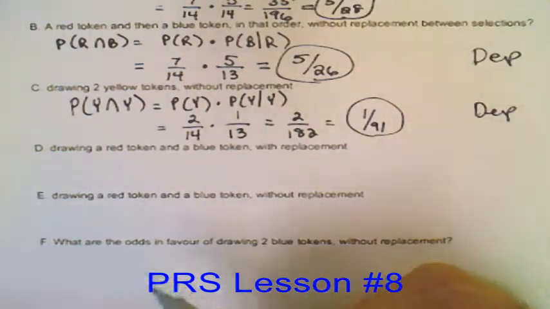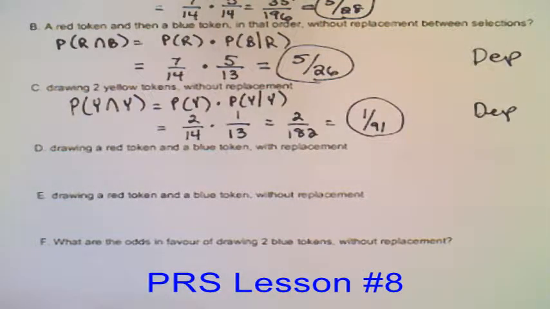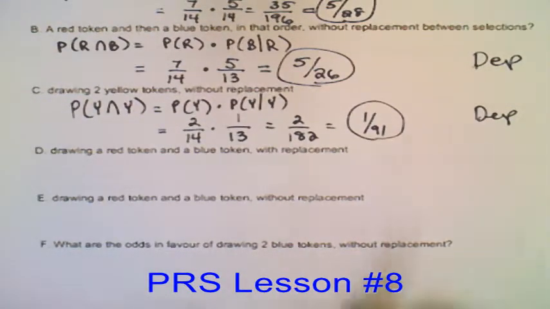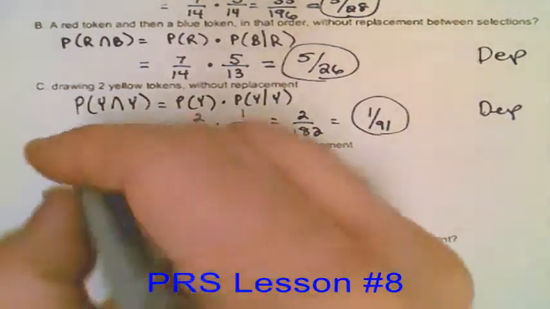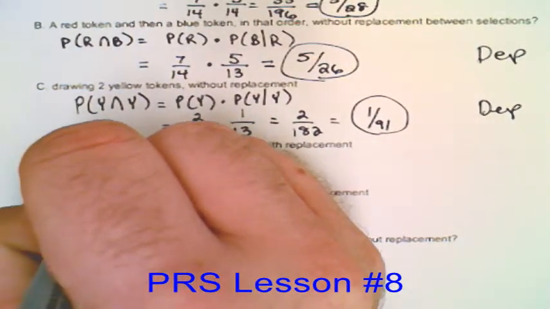B and C are dependent. I'm going to write dep here. And dep, because it depends on what happens first. Okay, you got to think about that classification.